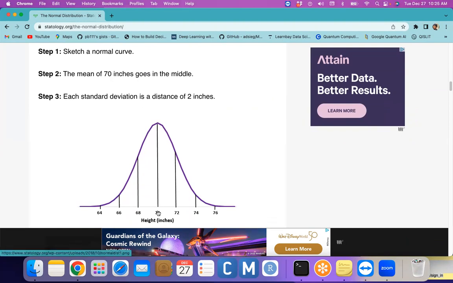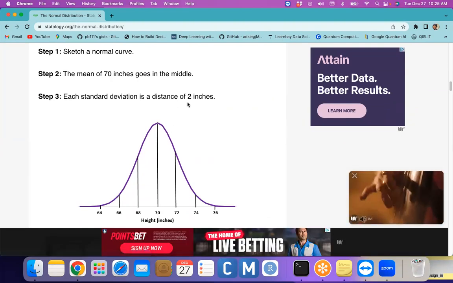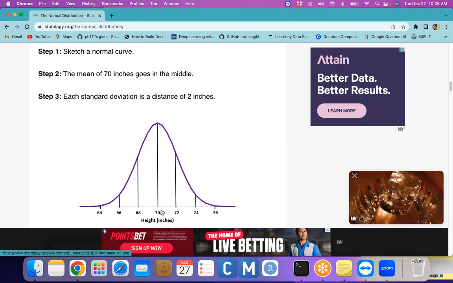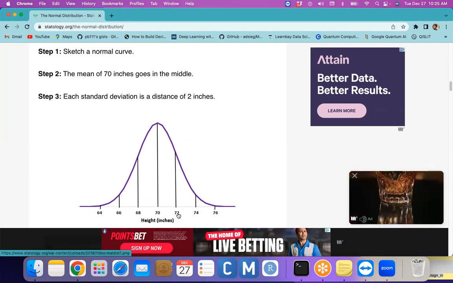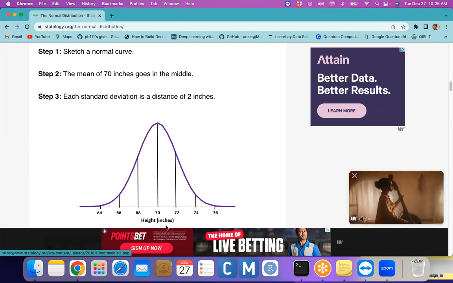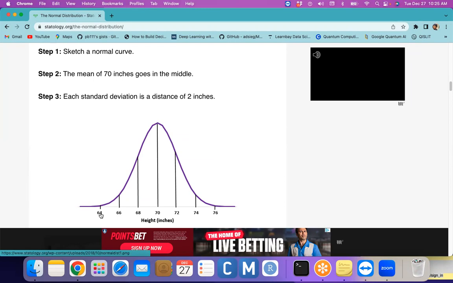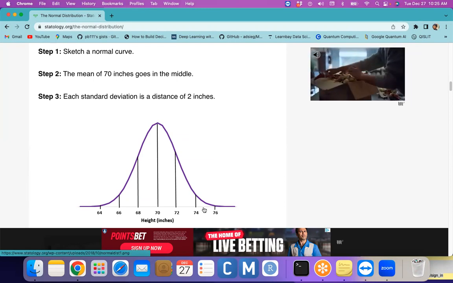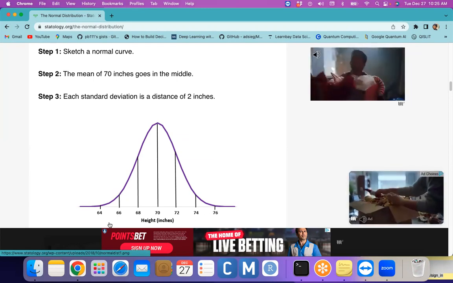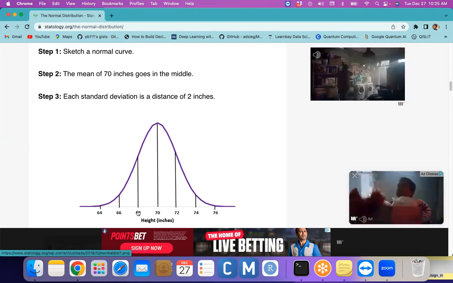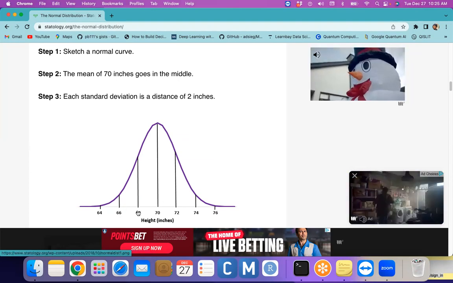So exactly, the mean value is 70. Standard deviation is 2, right? So 70 plus 2, it's 72. 72 plus 2, it's 74. 74 plus 2, it's 76. And next, 70 minus 2, 68. 68 minus 2, 66. 66 minus 2, it's 64. So most of the data is in between 64 to 78 only. That is exactly the meaning of the normal distribution.